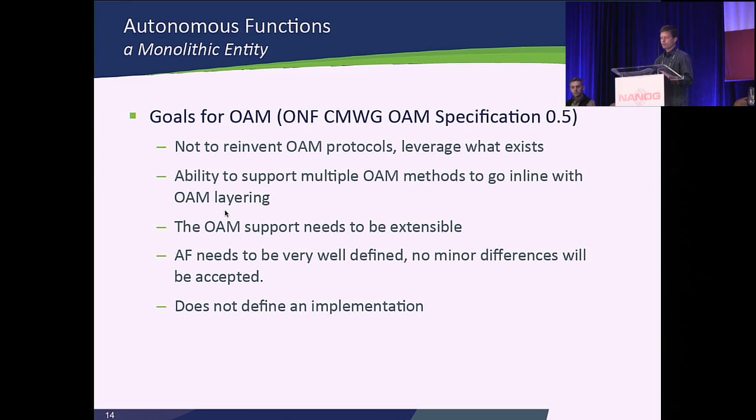Different layers have different tools and needs, so the autonomous function needs to be usable across different layers, and there also has to be a wide range of support for current functions and functions that will exist in the future. And again, it's important to point out that the autonomous function doesn't go into or define an implementation. It is totally abstract.